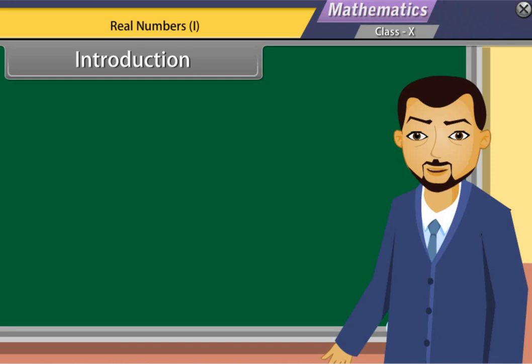Real numbers consist of rational and irrational numbers. The real number system has many subsets: integers, natural numbers, and whole numbers. Come, let's study real numbers in detail.